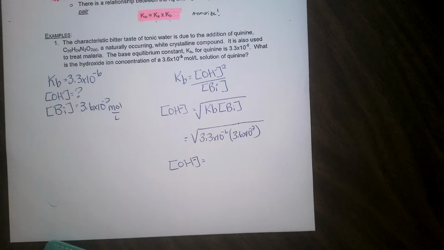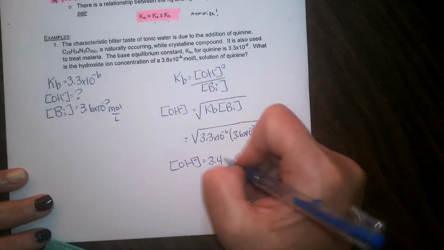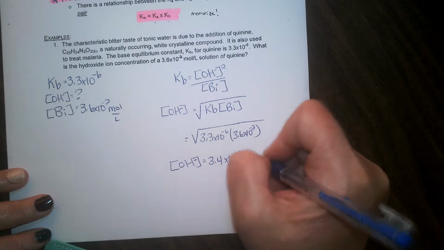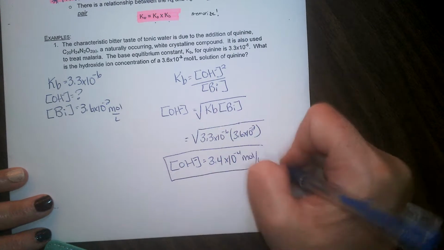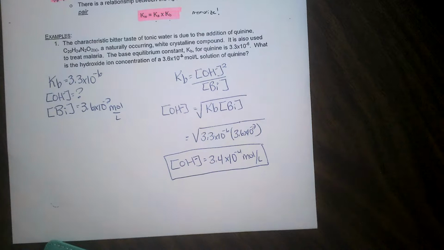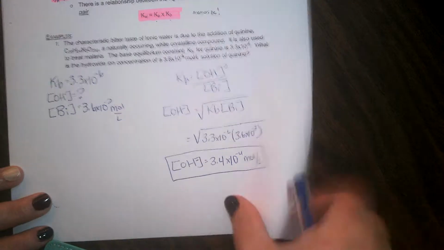My notes say 3.3, second exponent, negative 6, times 3.6, second exponent, negative 2. Woo! They forgot to square root this. It equals 3.4 times 10 to the negative 4 moles per liter. Okay, so teacher notes are wrong. They forgot to square root.